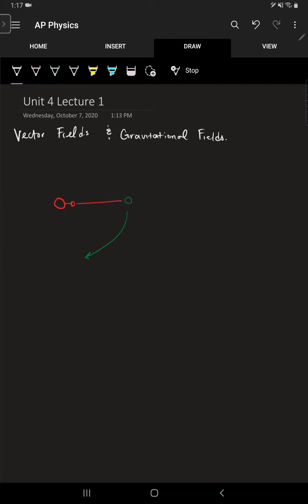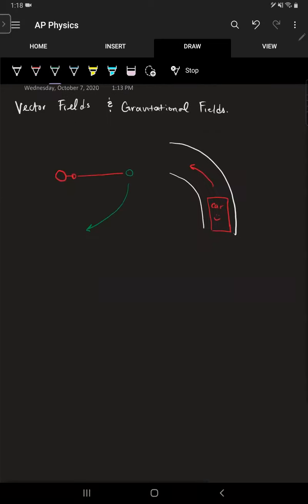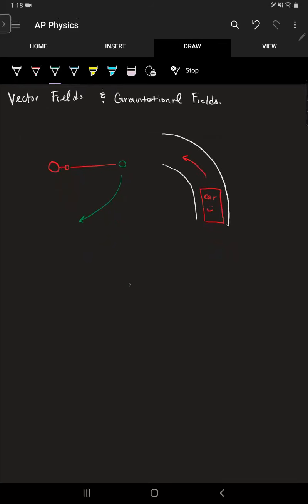Another one that they like to throw at you is turns. So if you have a car, let's see if I can draw a racetrack, half a fourth of a racetrack. Let's say you have a car, all right? The car making a turn, this is also circular motion, all right? And the popular example that they like is gravity and planets, as well as electricity.